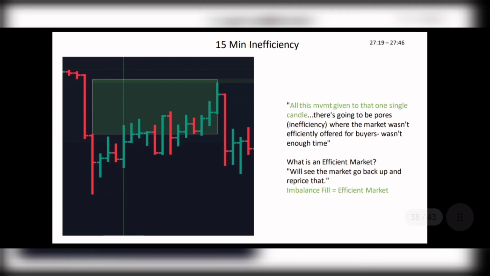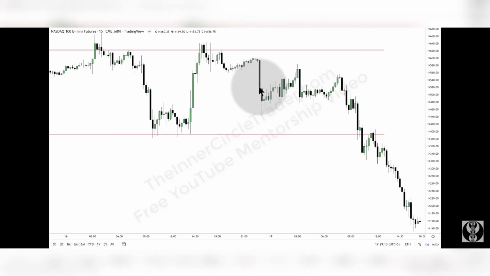Michael explains all this movement given to that one single candle, there's going to be pores, and we are expecting for price to be efficiently delivered, which is when the imbalance is filled. There's going to be little porous places in prices between the high and the low where the market wasn't efficiently offered for buyers. There wasn't much time and back and forth pricing to give buyers an opportunity to get in there and participate. So an efficient market, we'll see the market go back up and reprice that. So it's down and then right back up.